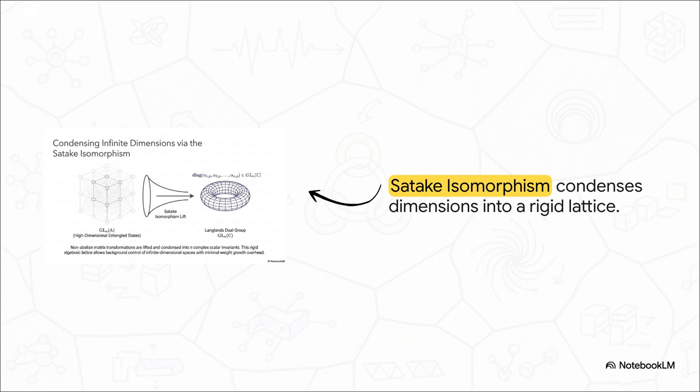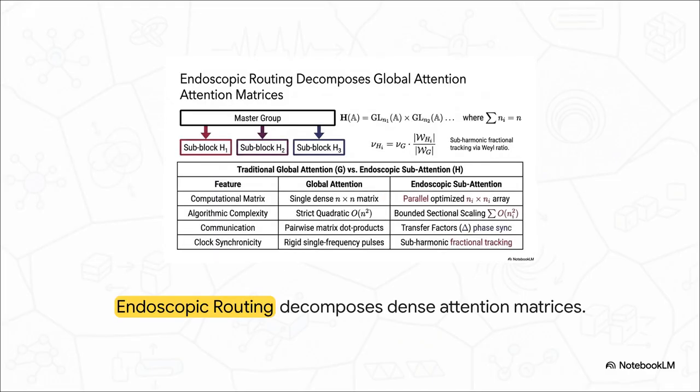That is what gives us background control over these incredibly massive spaces. Let's see how this actually builds a neural network in practice. The single dense quadratic matrix is broken down, decomposed, into parallel optimized arrays, all tracked safely by a subharmonic fractional ratio clock. We've effectively shifted from strict, punishing quadratic limits to a tightly bounded, parallel system.